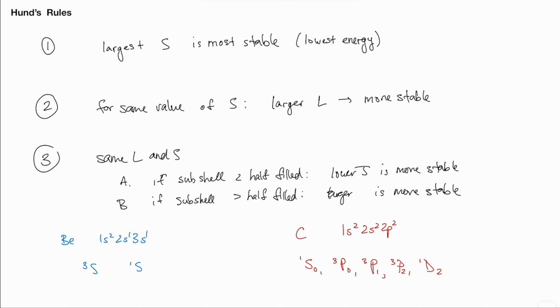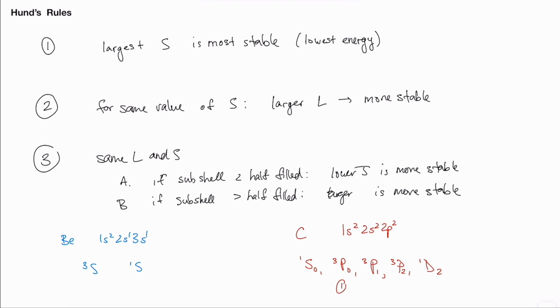So now inside the same value of L and S, we look at whether the subshell is half filled. And this is the 2p2 subshell. So half filling would be p3. This is less than that. So we do the half filled rule. And then in the half filled rule, this tells you that a lower J is more stable. And so if we combine all of that, we would see that this one here, the triplet P0, should be the lowest energy configuration, the most stable configuration, and also the ground state.